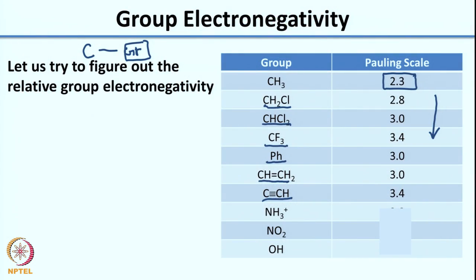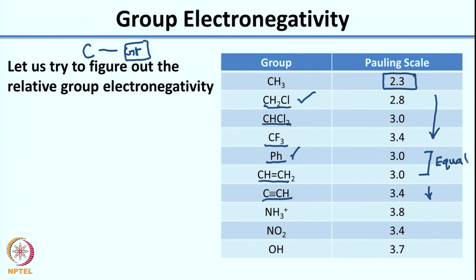So let us check our answers. What you would see is, compared to methyl and even to the alkyl chlorides, if you compare CH2Cl with the phenyl, the phenyl is more electronegative, and both of these are almost equal. Whereas if I have a C triple bond C, the electronegativity again increases. Alright, so these two are almost equal.